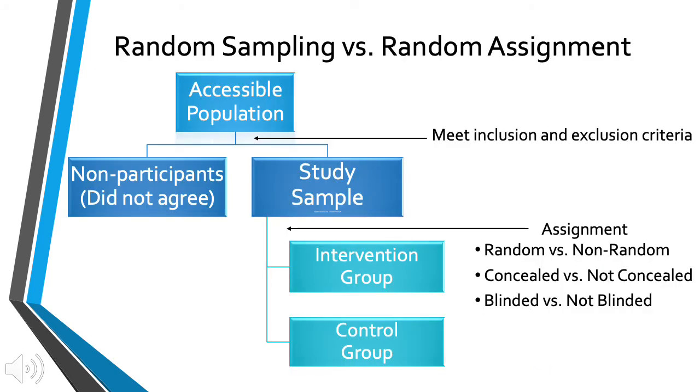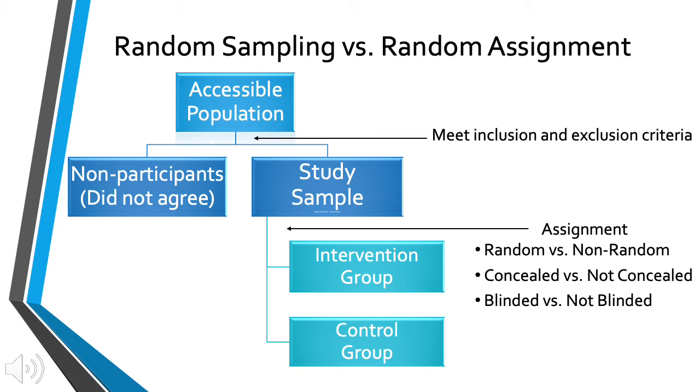Random sampling from a larger population increases the ability to generalize or apply results to that population. The extent to which results are generalizable is external validity. Random assignment occurs after enrollment to the study and increases internal validity by creating similar study groups.